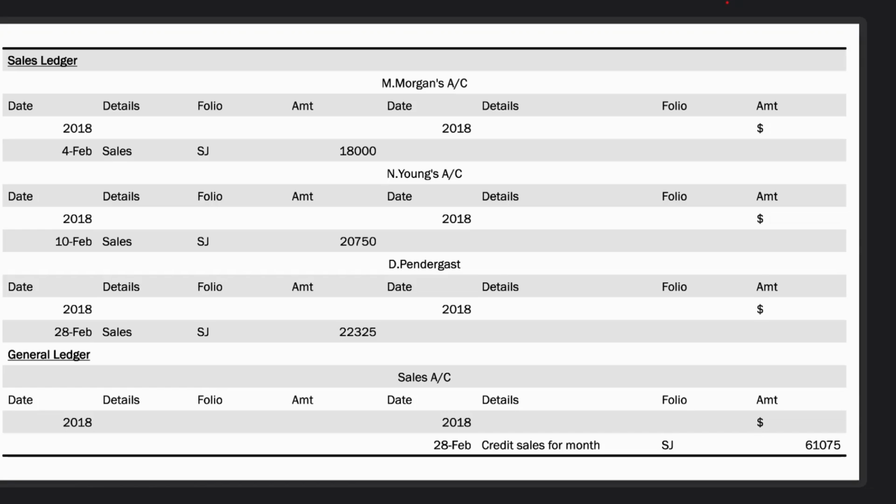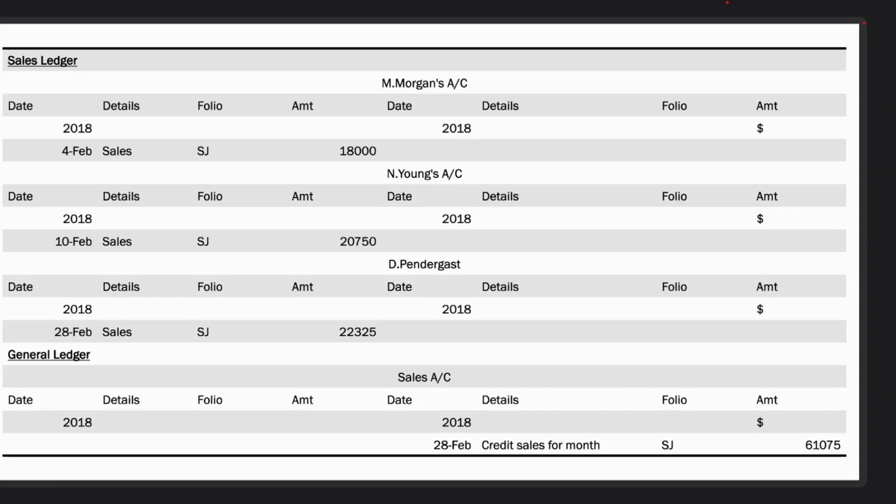N. Young is also a receivable, and he purchased some more goods on credit. So he's owing us more money. And since he's owing us more money, we debit his account to show that his account would increase. All right. And then we also have D. Pendergast, who also purchased some goods on credit, $22,325 on the 28th of February. So all of these accounts would be debited since they are all receivables and their accounts are increasing.